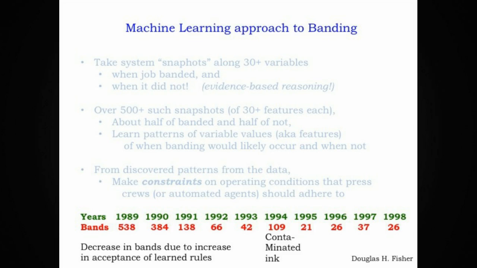And sure enough, when crews implemented these rules, when they started implementing these in 1990, they started to see a decrease in bands. In 1989, again, there were over 500 bands. In 1990, there were almost 400, but a significant reduction in bands. And this reduction continued until 1994, in which there was a blip. And in fact, the conditions that had been learned through machine learning actually were instrumental in discovering what was really going on, why that blip occurred. It was because of contamination that had been shipped to the plant.